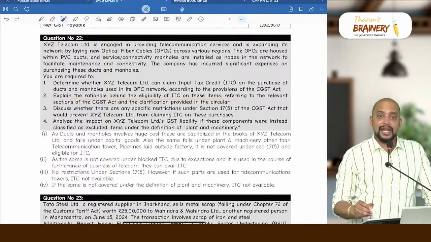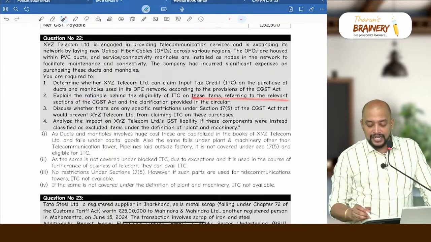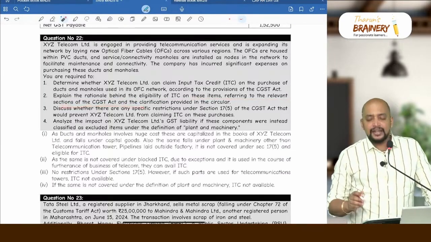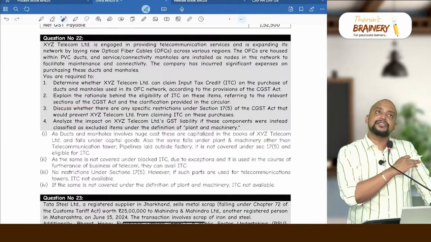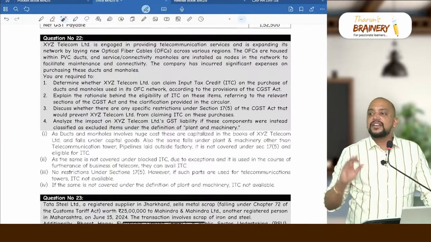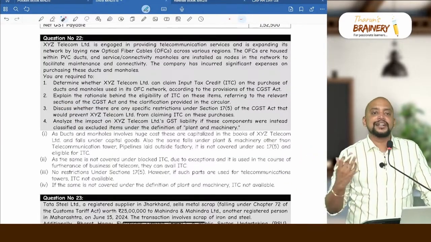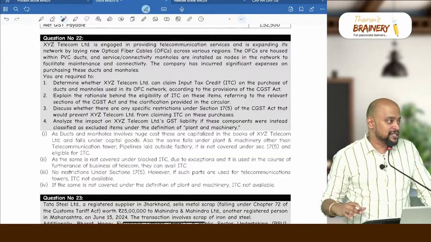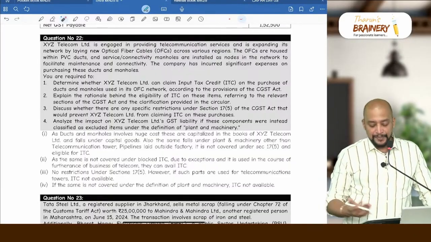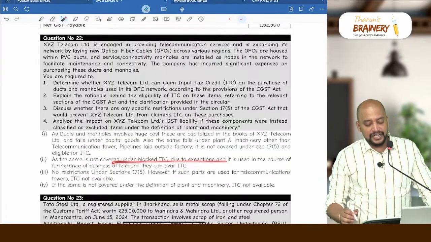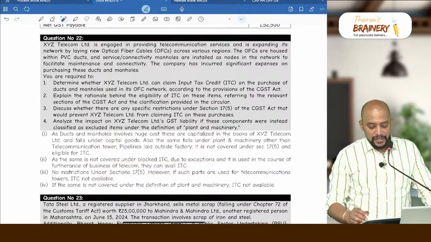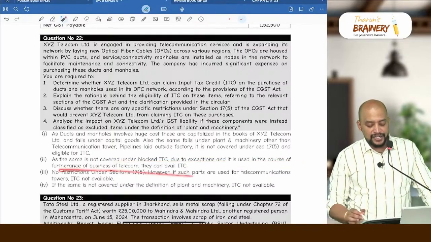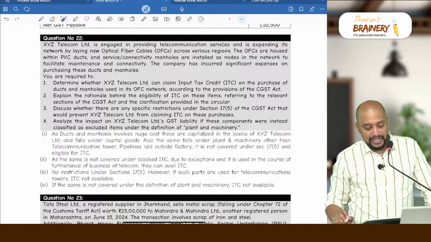Explain the rationale behind eligibility of ITC on these items referring to the relevant sections. The rationale for availment of ITC on all these things will be the same. If something is not there in the blocked credit and it is used in the course or furtherance of business, we can definitely take ITC. So as the same is not covered under blocked ITC due to exceptions and it is used in the course or furtherance of business of telecom, they can avail ITC.